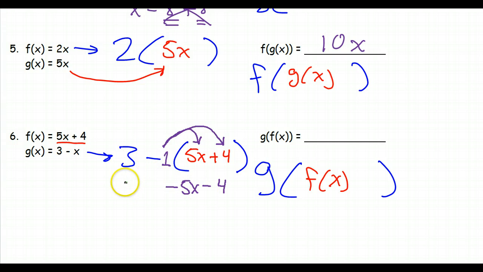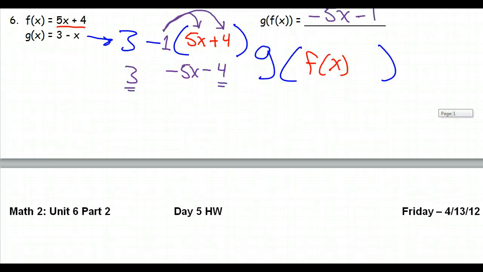And now the 3 in front just comes on down. We're almost done, but we still have these like terms. The 3 and the -4 together make -1. So the final answer is going to be -5x minus 1. Okay, that was example 6. What about example 7?